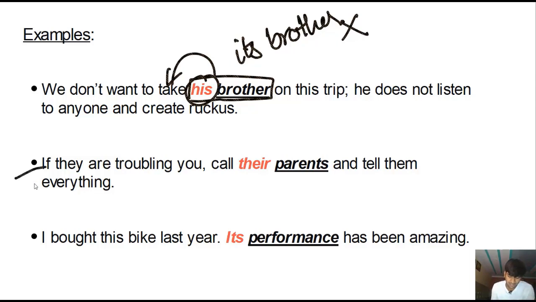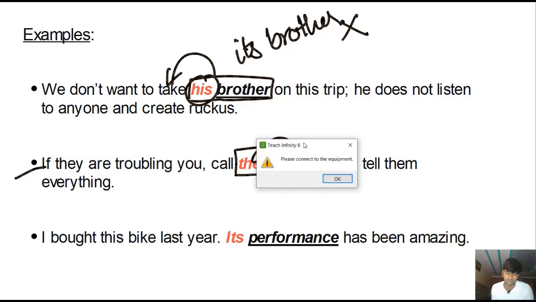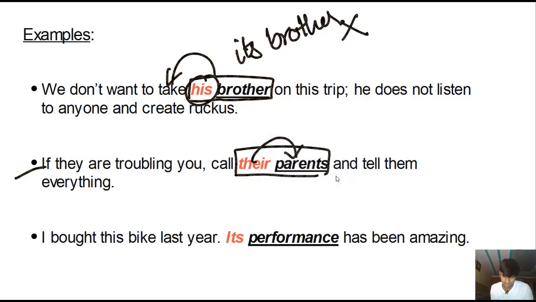If they are troubling you, call their parents and tell them everything. If they're troubling you, call whom? Their parents. So their is referring to the noun parents, talking about whose parents the speaker is referring to, parents belonging to them. So a possessive adjective can be followed by a singular noun, a plural noun, a countable noun, an uncountable noun, any type of noun. We don't care about that. Their parents, their money, their love, right? My parents, his parents, her parents.